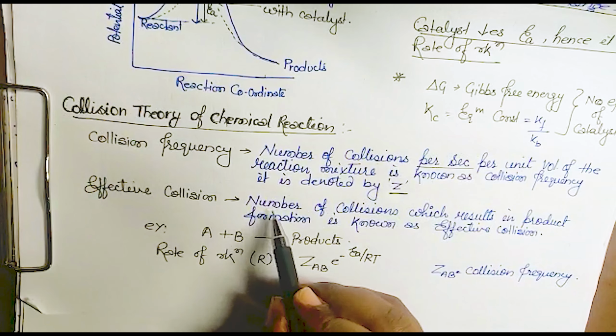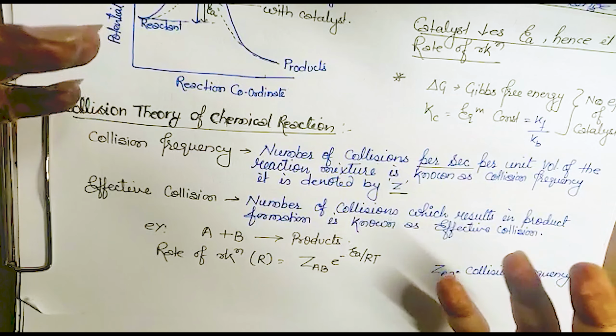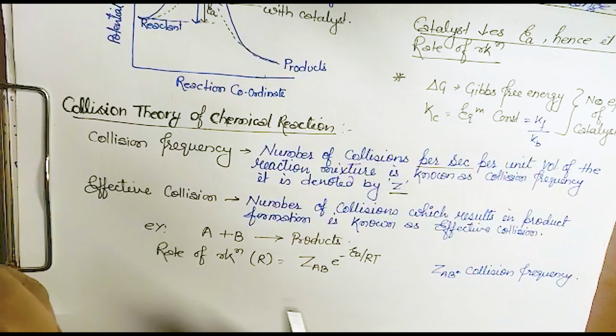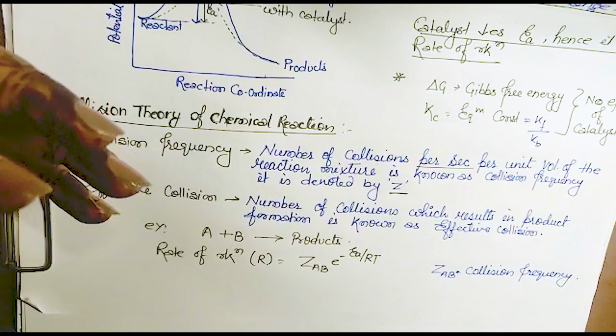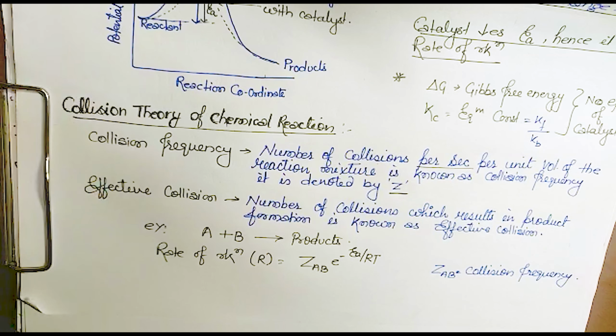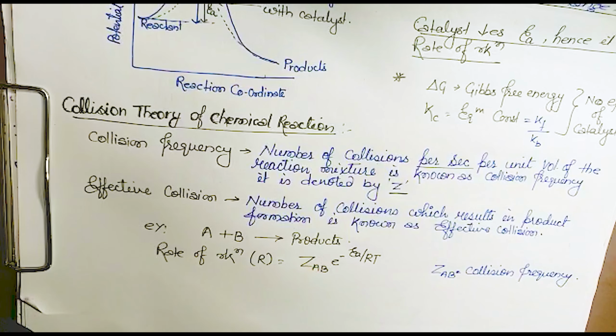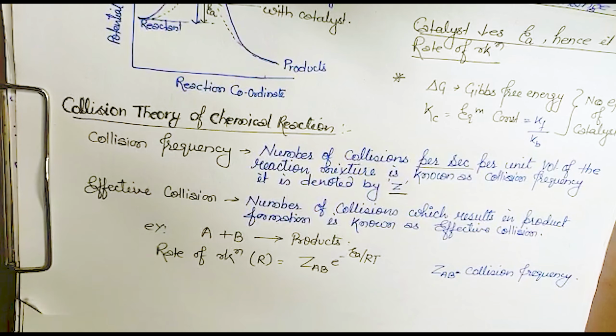What is effective collision? It is the number of collisions in which the reactant molecules collide with each other with sufficient energy, that is the required energy, or we can say the threshold energy, to result in the product formation. That is known as effective collision. Got it? So this is the effective collision.